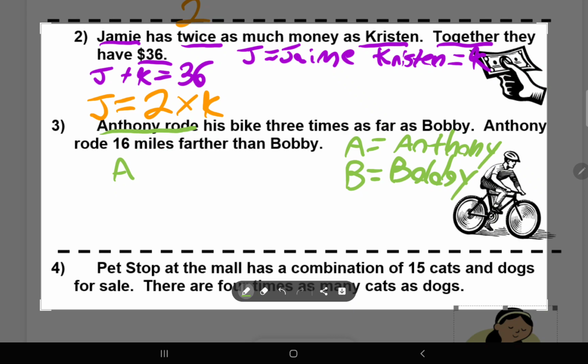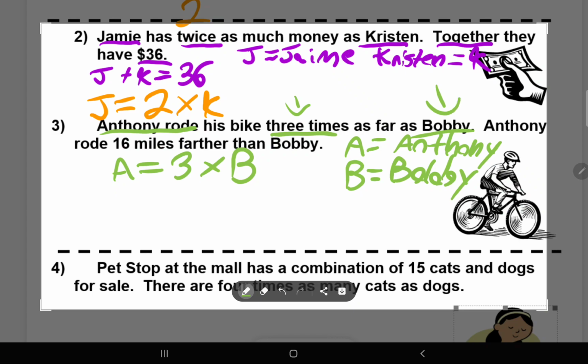Anthony rode his bike 3 times as far as Bobby. Okay, so I'm going to write Anthony is equal to, like we said before, it's saying 3 times. So that means 3 times something. And what was the other something? It's going to be B, Bobby. That's going to be my first equation. I literally just grabbed the 3 times and Bobby. So Anthony is equal to 3 times Bobby.